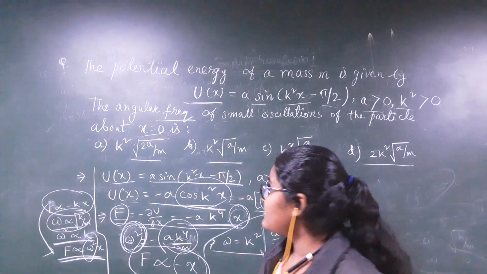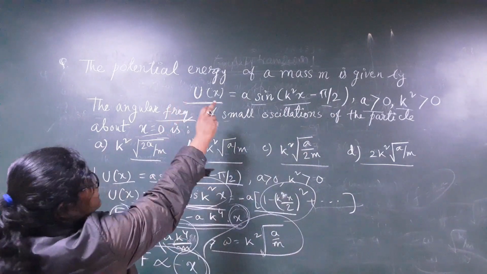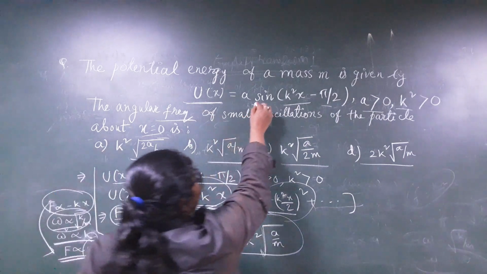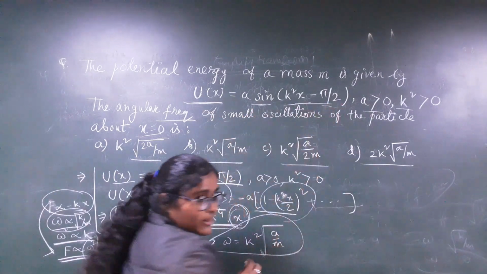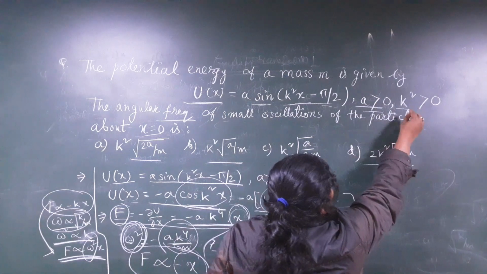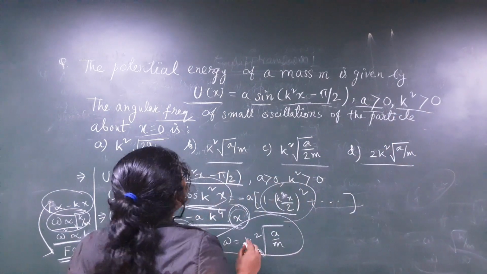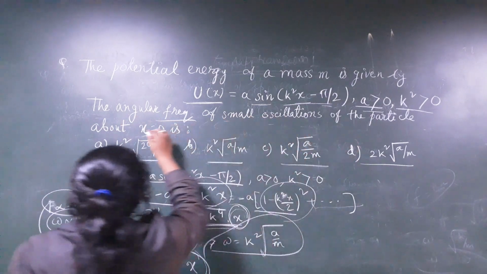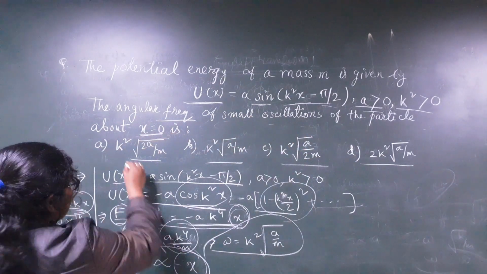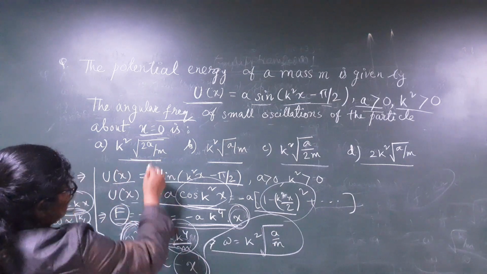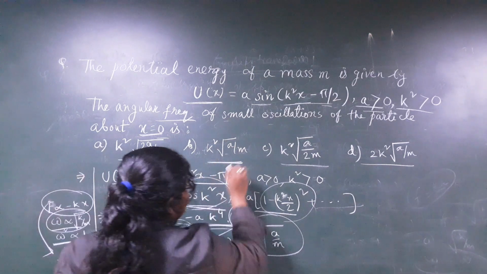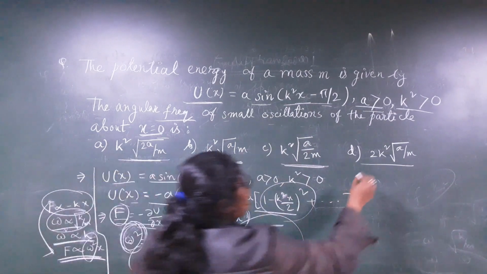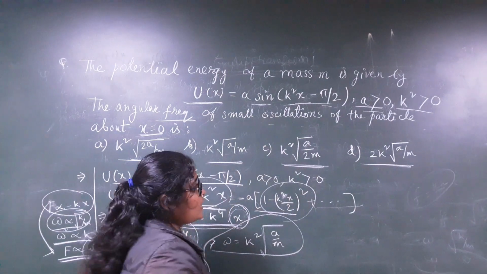So let's discuss. The question is, the potential energy of a mass m is given by U(x) equals A sin(k²x - π/2), where A is greater than 0 and k² is greater than 0. The question is, the angular frequency of small oscillation of the particle about x equals 0 is option A, k square root of 2A by m, option B, k square root of A by m, option C, k square root of A by 2m, option D, 2k square root of A by m.